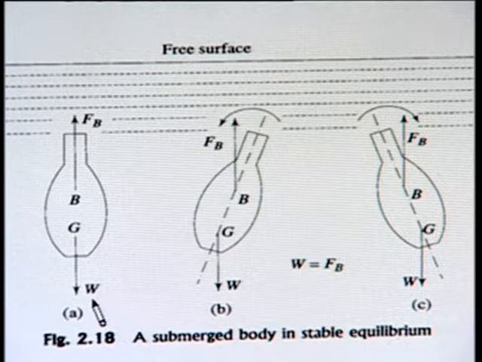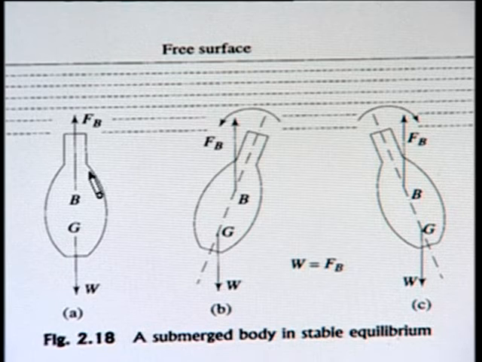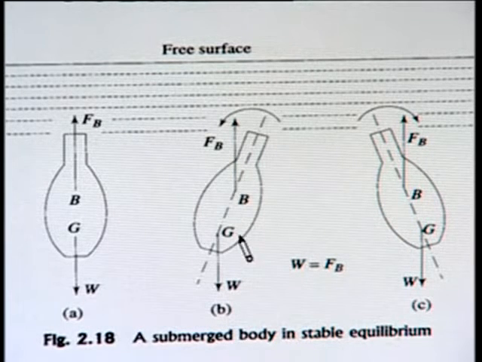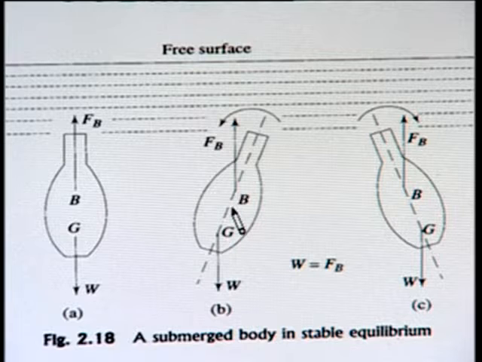When FB and W are the same, then this body will remain in this position, and it will not go down, it will not go up. Now because of some external force, if it gets tilted and takes this position, in the second figure B, because of some external couple, then what happens to B and G? The position of B and G with reference to the body remains fixed, because the shape of the body is fixed and its mass distribution is also fixed.